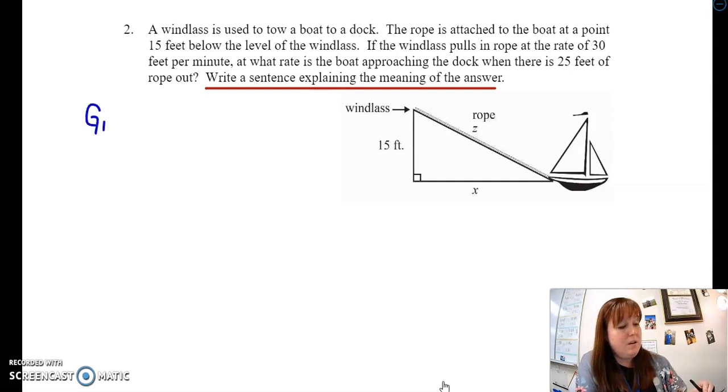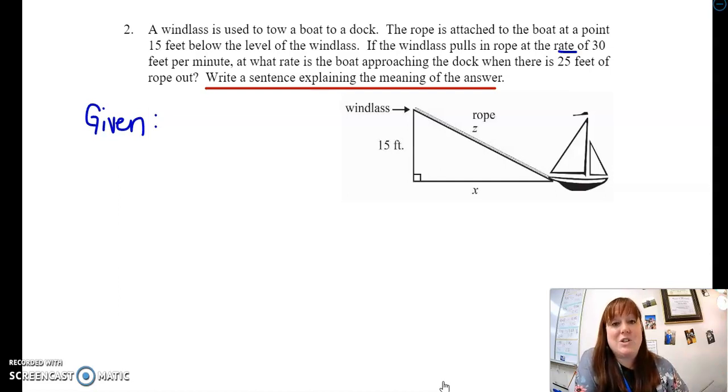So we were given, let's see, what rate were we given? We're usually going to be given some kind of a rate. So it says the rope is attached 15 feet below. The windlass pulls in the rope at a rate of 30 feet per minute. So there we go. We see this keyword rate and we're like, yeah, they're talking about a rate. So the rate of change of the rope is 30 feet per minute.